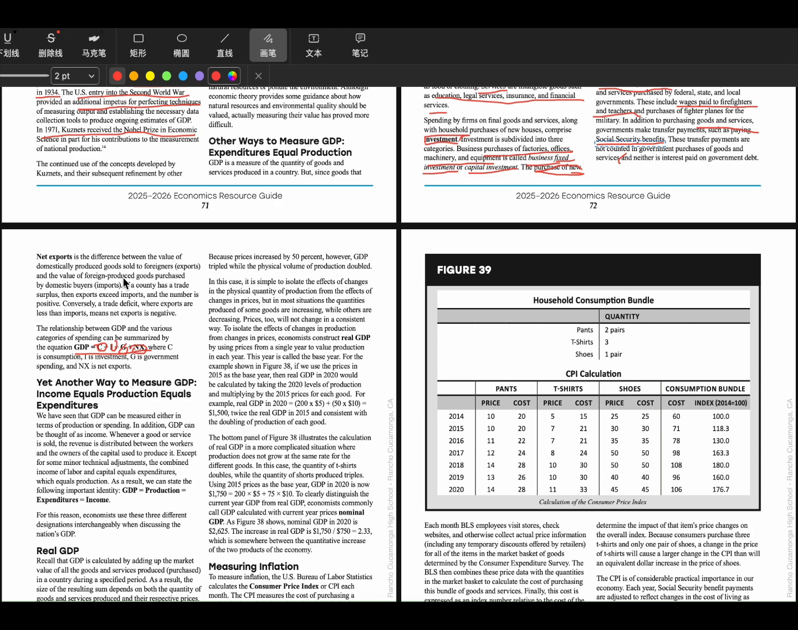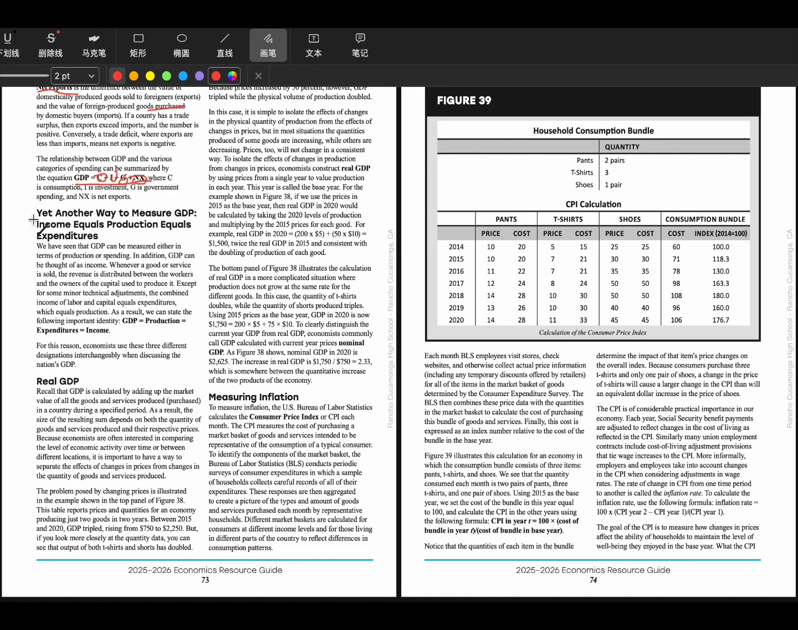Now, net exports. This is another one of the things that are counted into the GDP, and that's exports, which are goods that are sold to foreigners, minus imports. And if imports is bigger than exports, then this net export will lower the GDP. But if there's a trade surplus where you're exporting more than you import, then its contribution to the GDP will be positive.